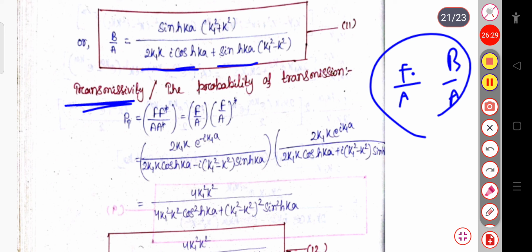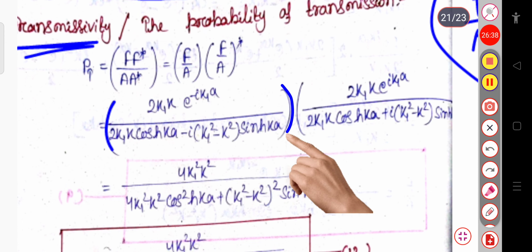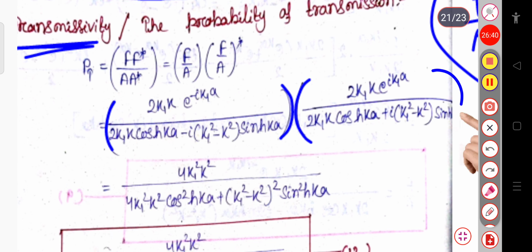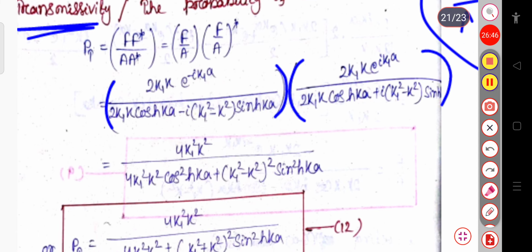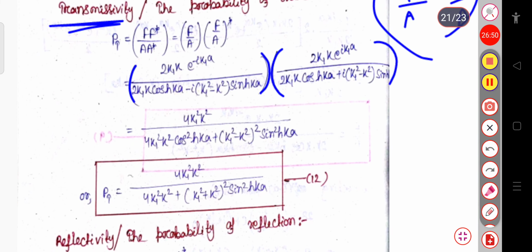So now the probability of transmission in this case is F star into A star, or simply F by A into F by A star. This is the value of F by A and this is the value of F by A star. Simply the iota sign goes to minus iota. Okay. So now if you solve this one, you will get the probability of transmission equal to 4 K1 square K square divided by 4 K1 square K square plus (K1 square plus K square) whole square into sinh square(Ka).